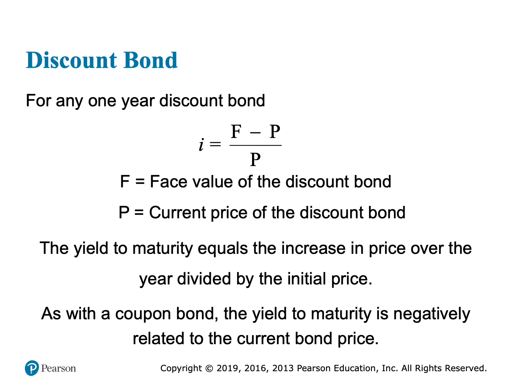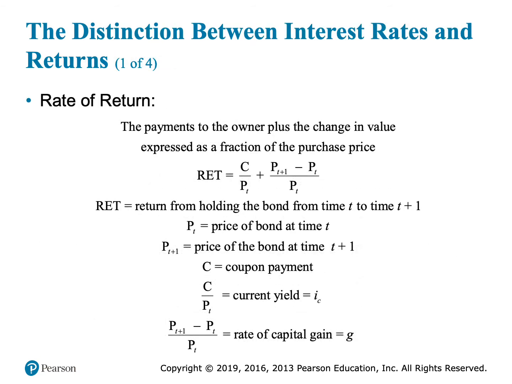So we've now looked at conceptually what the interest rate or the yield to maturity would be on several slightly different financial contracts transferring money through time. Let's talk about the distinction between interest rates and rates of return. Rate of return differs from the yield to maturity because it includes the possibility that you might earn a capital gain or a capital loss in addition to the regular payments that you're receiving.